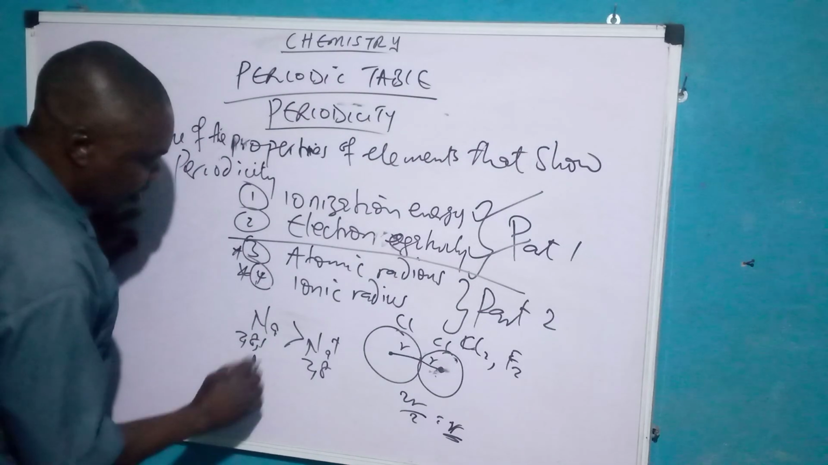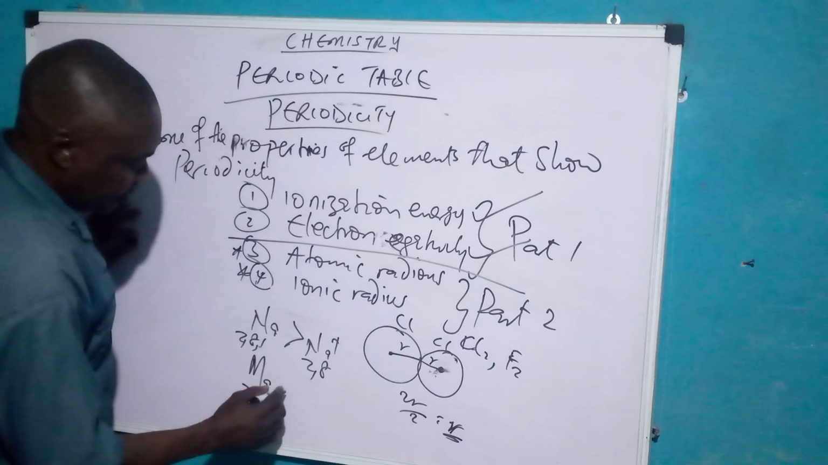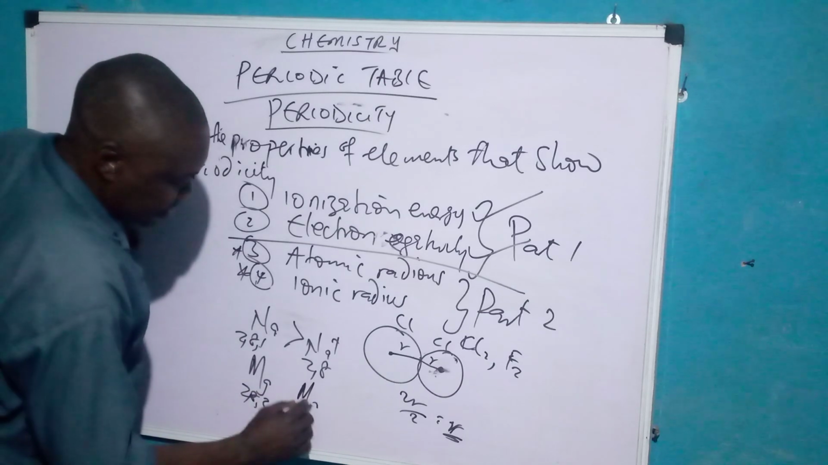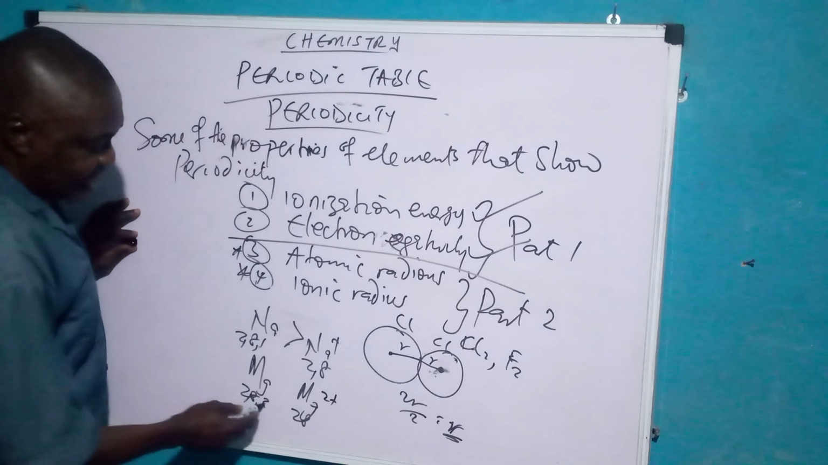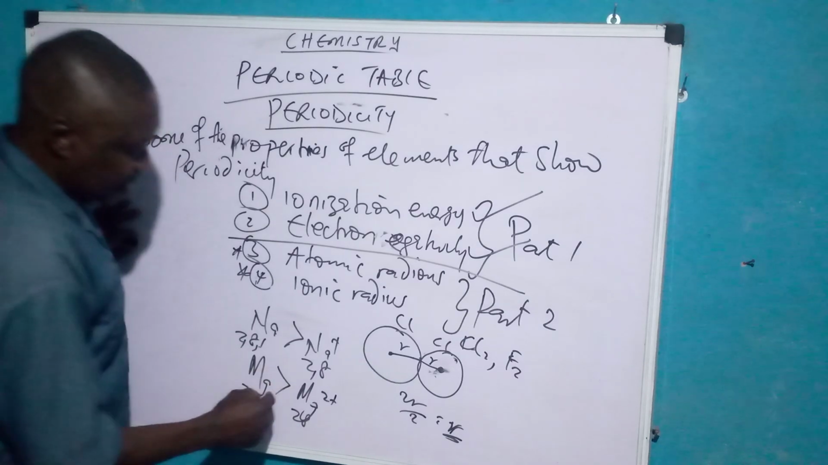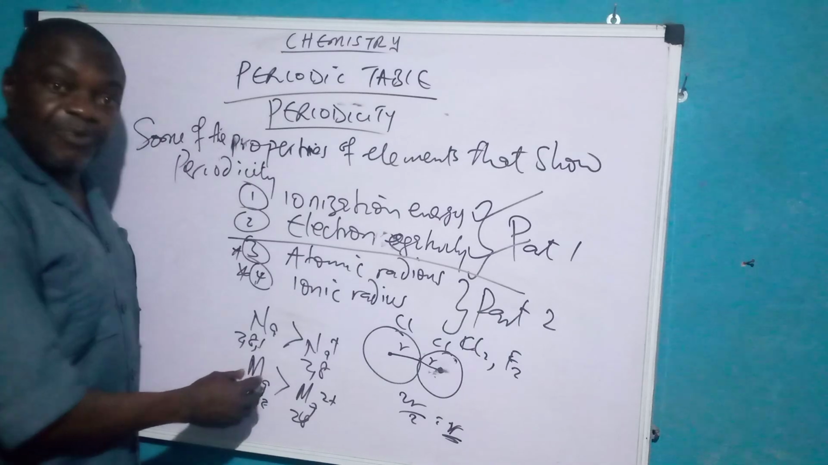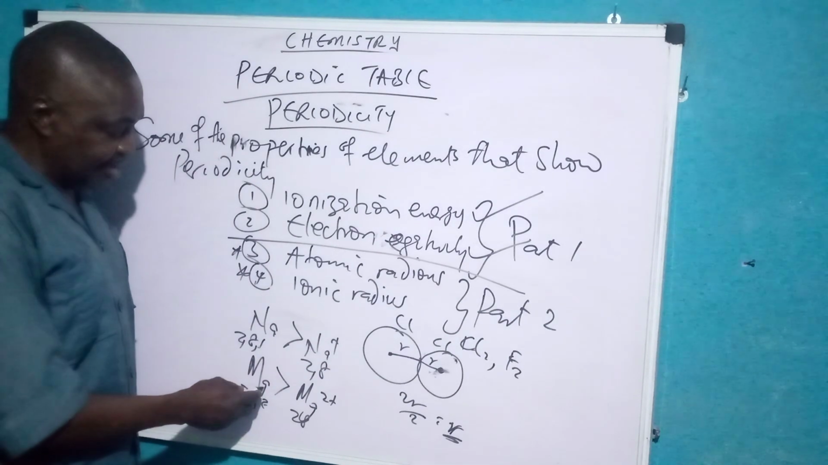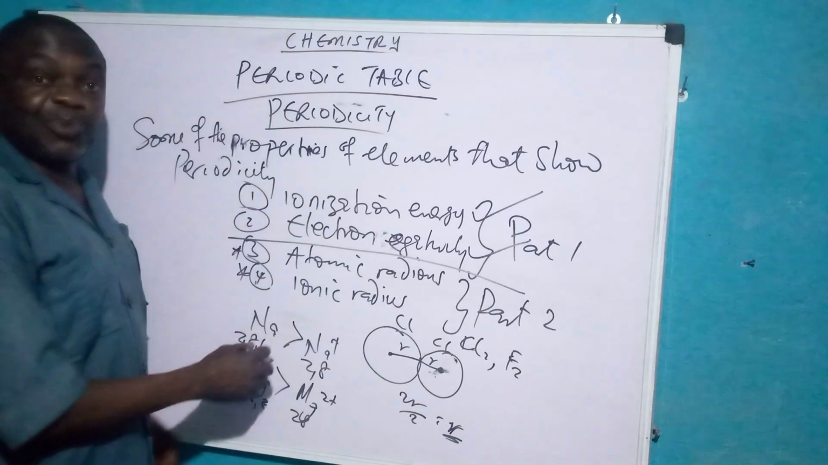Let's use magnesium also, any of the metals. Magnesium is 2, 8, 2, and magnesium ion is 2, 8, 2 plus. You see that this one has 3 shells, this one has 2. So it is known that the radius of a metal like magnesium is always bigger than the radius of its own ion. That is for electropositive elements.